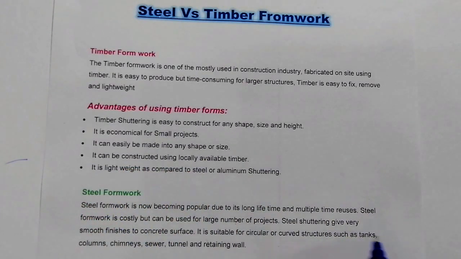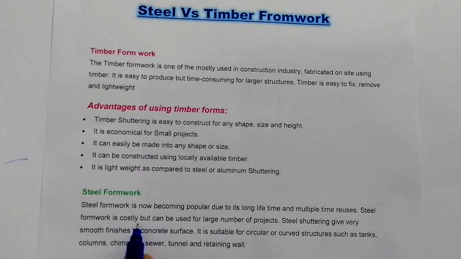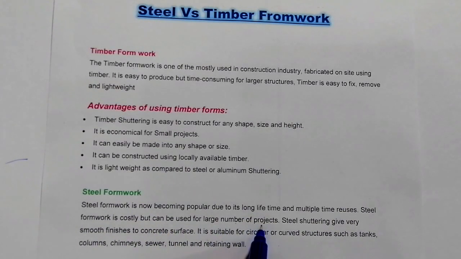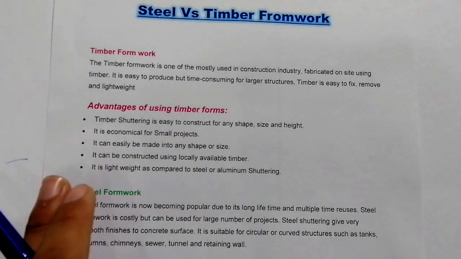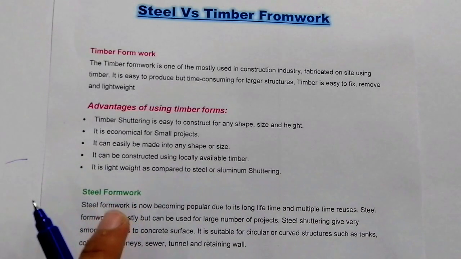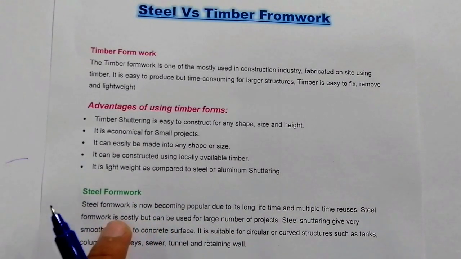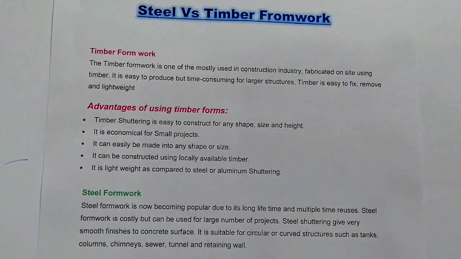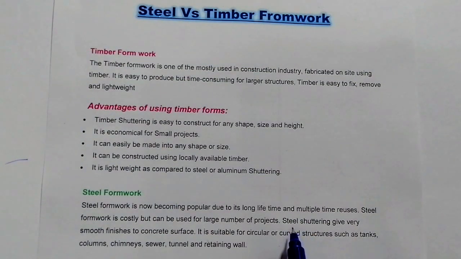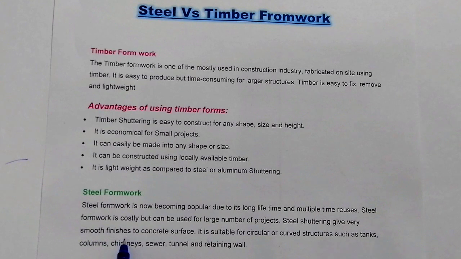times. Now steel formwork is costly, so it's expensive, but it can be used for a larger number of projects, so you can use it more times. For more projects you can use steel formwork, but it's costlier than wooden formwork. Now steel shuttering gives very smooth finishes to concrete surfaces.